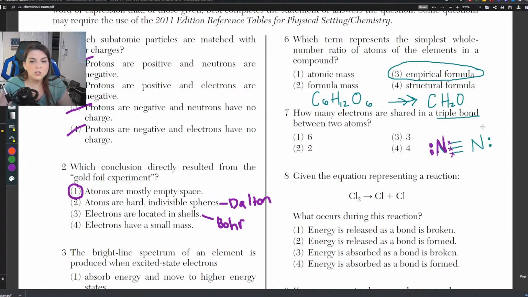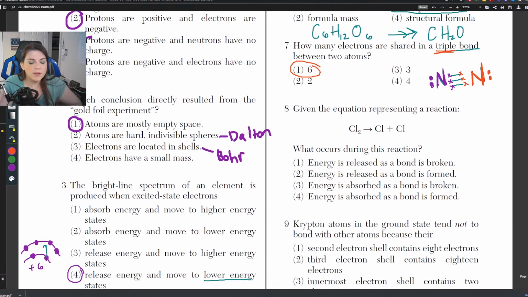And then this orange nitrogen on the right, 1, 2, 3, 4, 5, also has 5 valence electrons. The nitrogens say to each other, I'll share 3 with you if you share 3 with me. That's where the triple comes in. So they share 3 each, but the total number of electrons in a triple bond is 6. 3 from each atom.